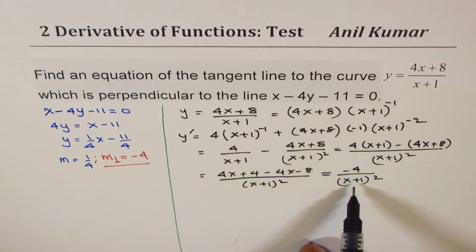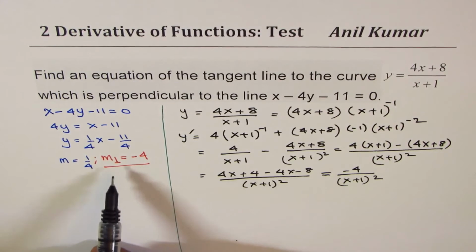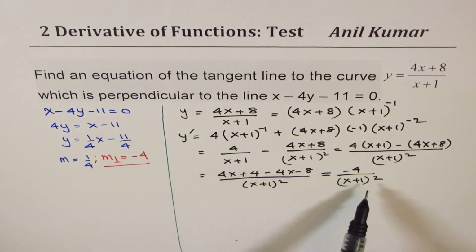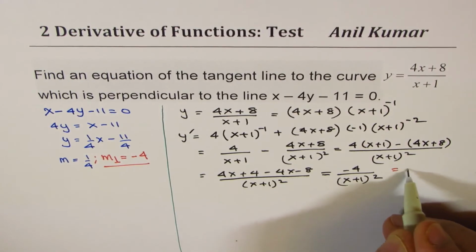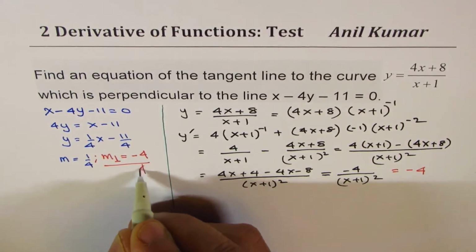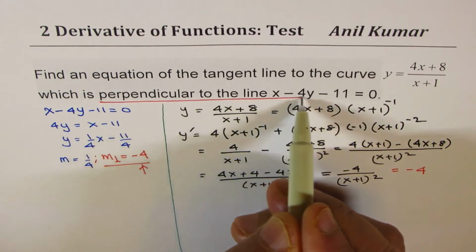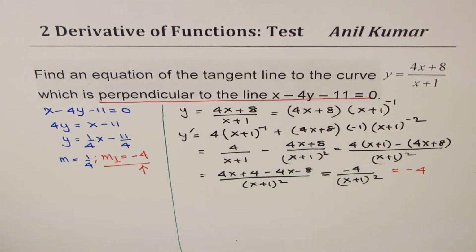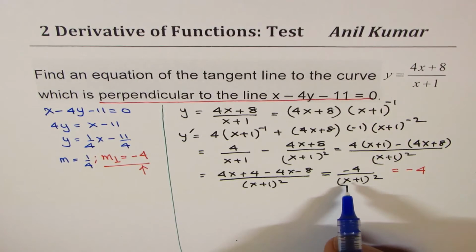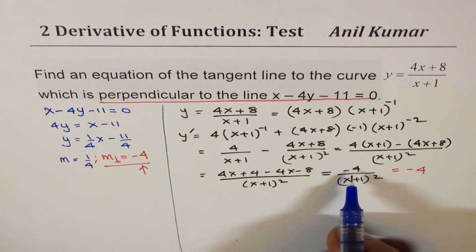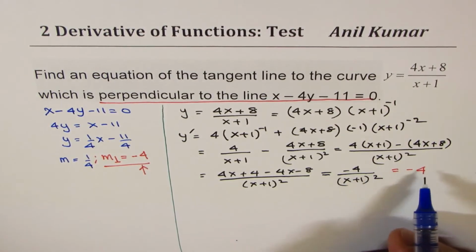So let's find the slope of this line first. The slope you can get by equating this to minus 4, right? So we'll solve this now. We are equating this slope to minus 4, since that is the condition, we want perpendicular to this line. That will help us to find the point x. So minus 4 kind of cancels out.